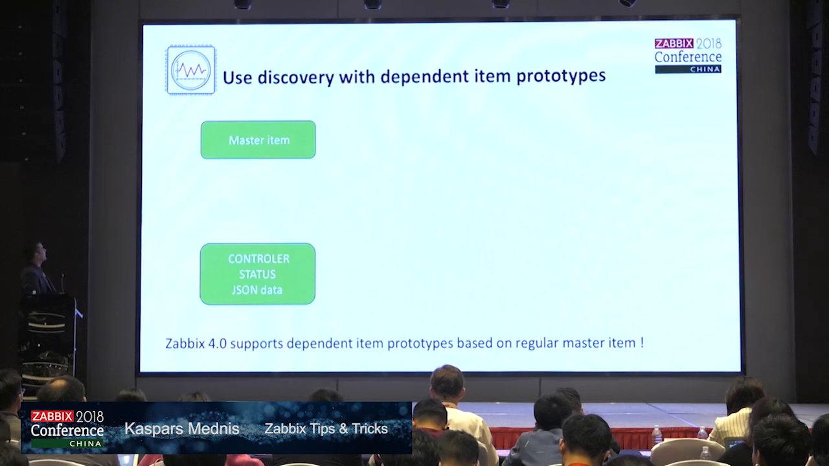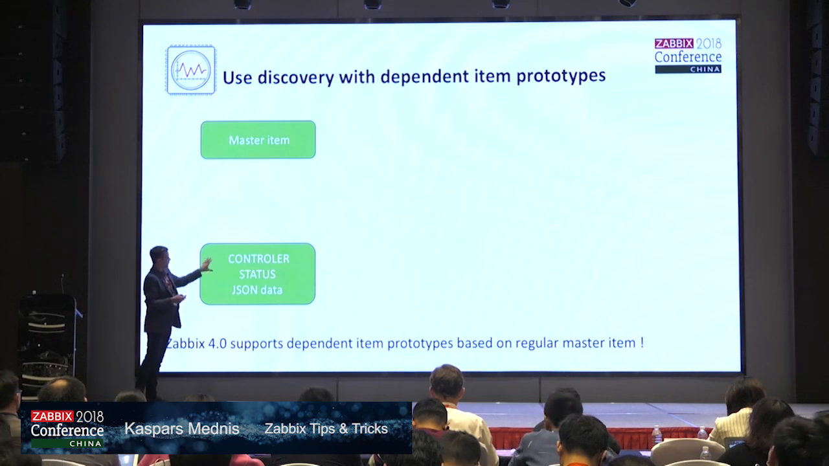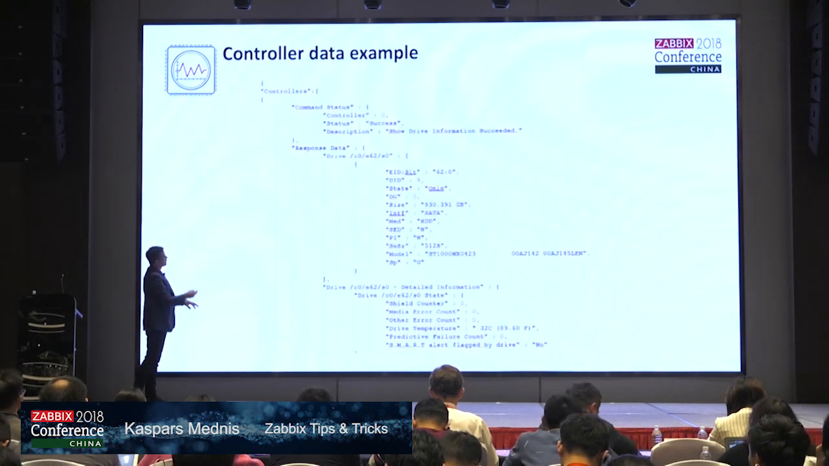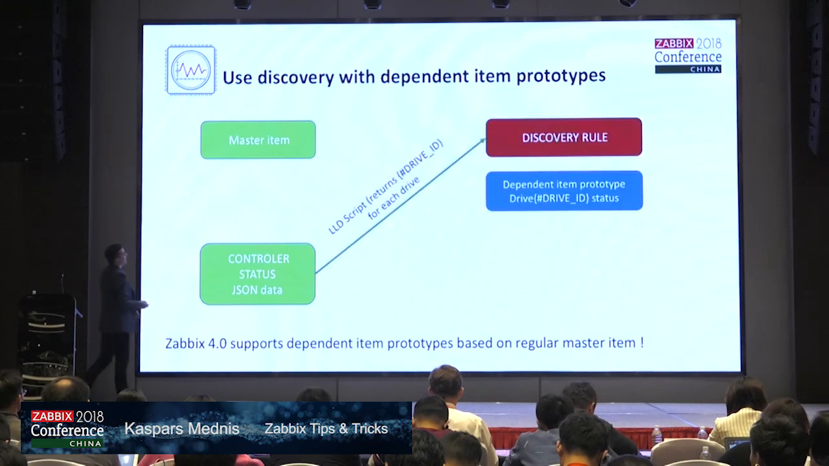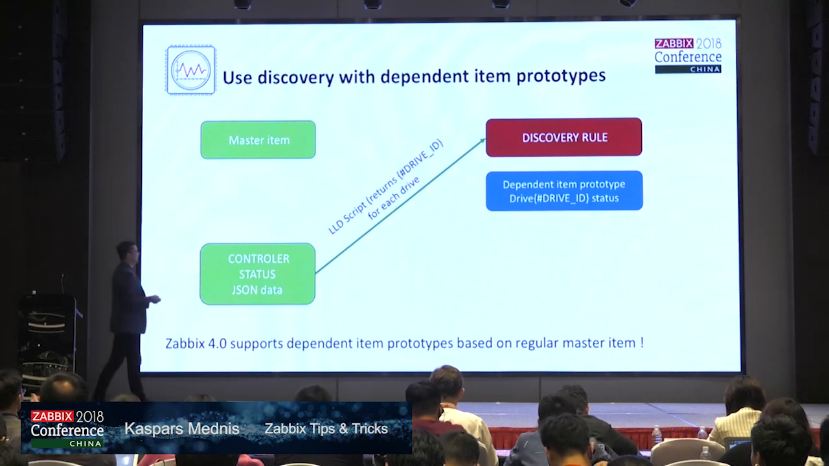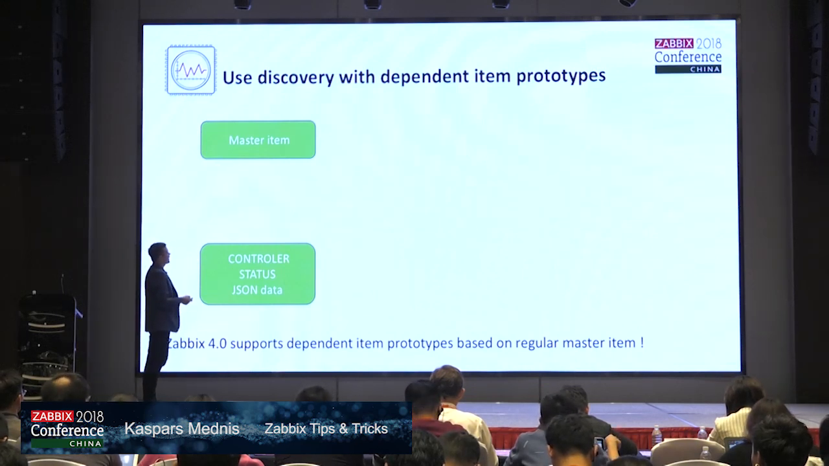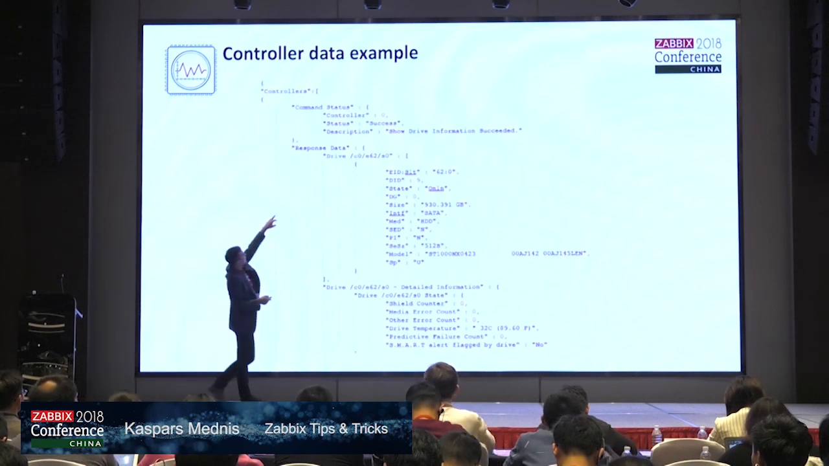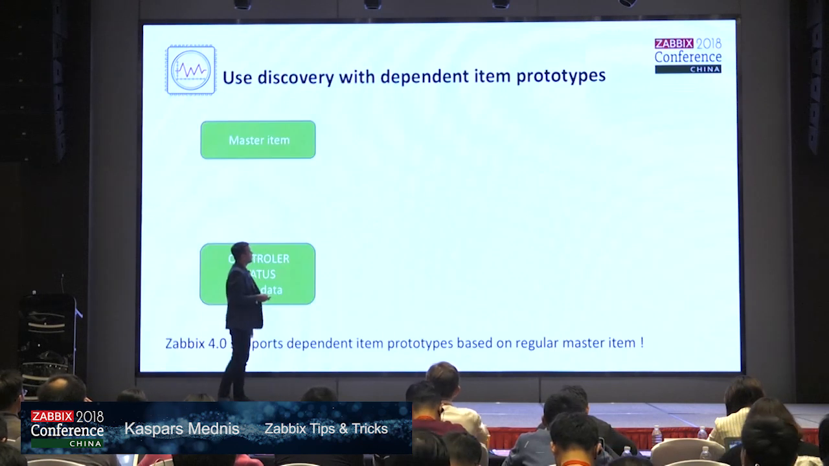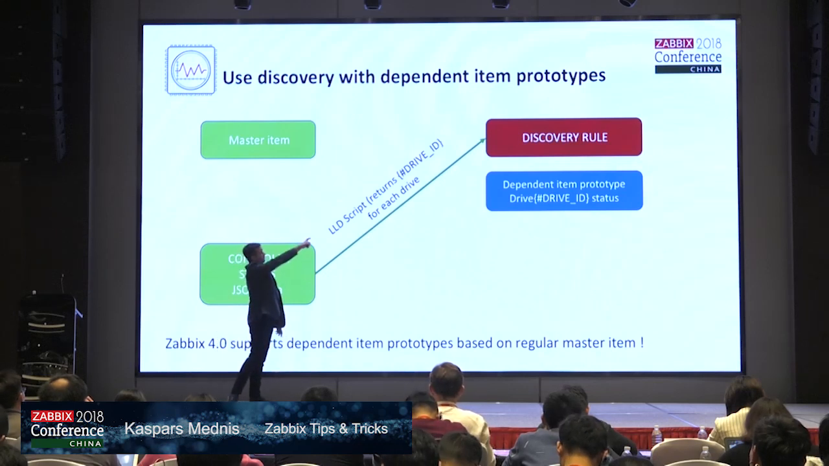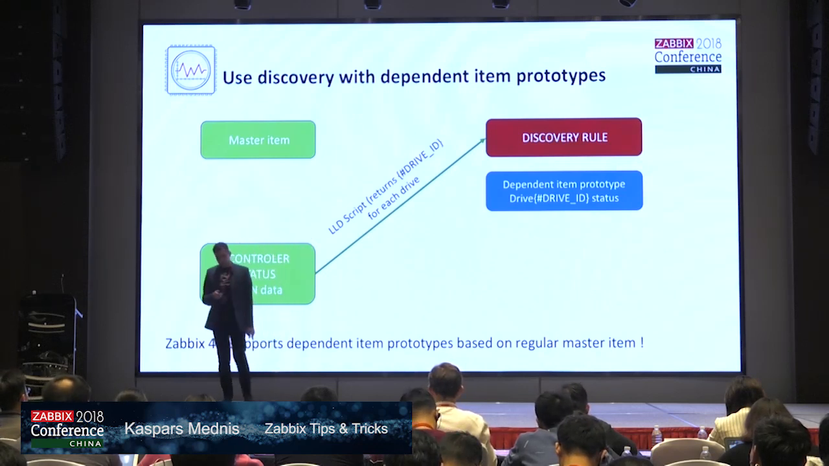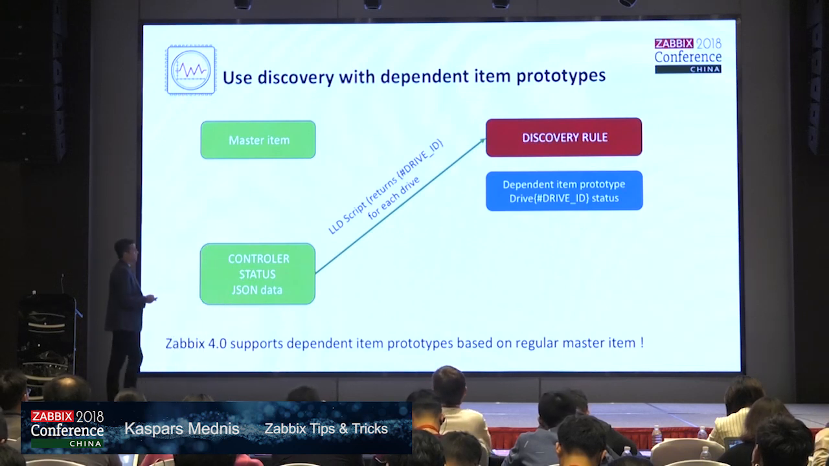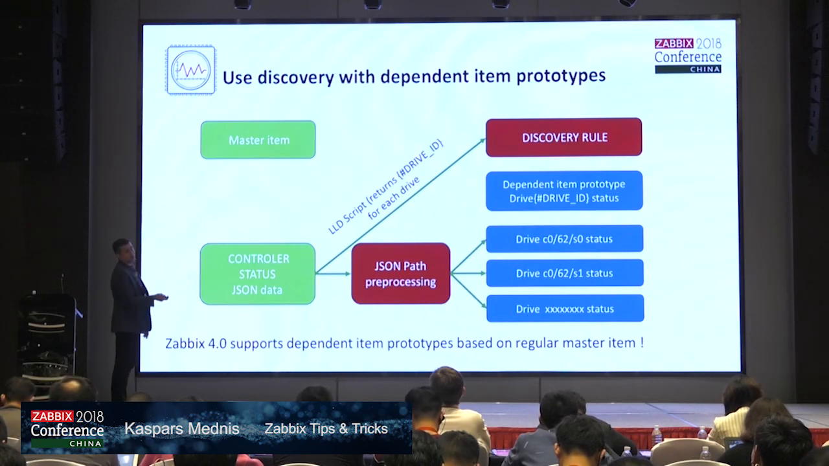And then you can do like that. You can create a master item which will collect this controller state. So all this information will go here. Then, at this time, you need to write a custom script. The custom script will just parse this JSON. It will find all the drives, and it will fill them as drive IDs to the Zabbix discovery rule. And then you can create a dependent item prototype, and then you can start to monitor all the drives.